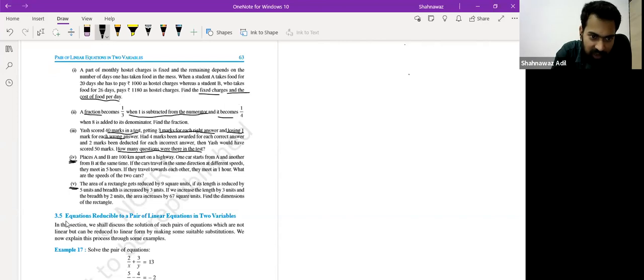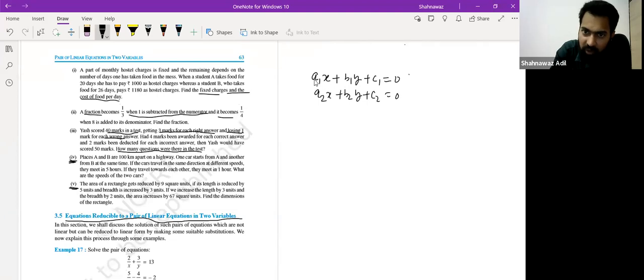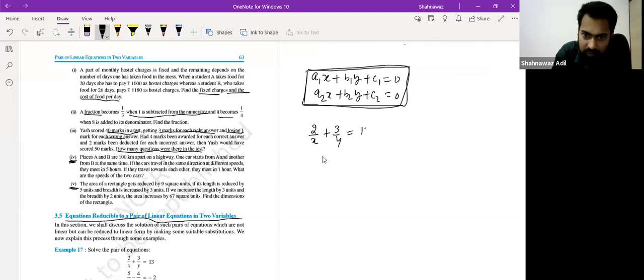And the next topic is equations reducible to a pair of linear equations in two variables, right? So the equation will not be in this form. These are the general form for the pair of linear equations, right? In the next exercise, you will see that you don't have these kinds of forms. Let's say you have a question like this: 2 by x plus 3 by y is 13. This is not like a linear equation, right?